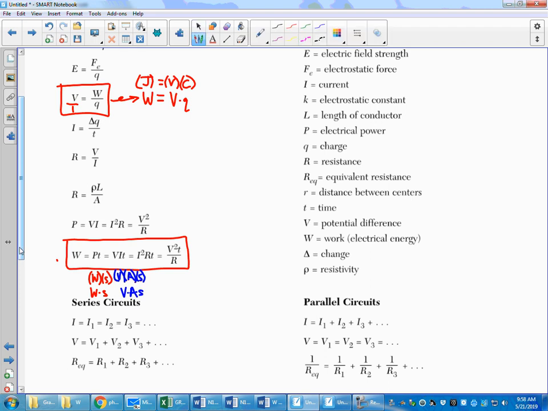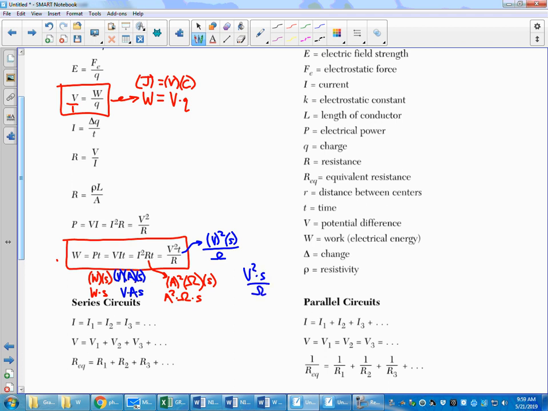Of course, we can come back over here using I squared RT. I is current, which would be ampere squared. R is resistance, which is the ohm that's written on the first page of your homework. And time is seconds. So another option is the ampere squared ohm second. And of course, the final option here, V squared T over R. V is potential difference, which comes in volts. So volts squared. Time is seconds. R is resistance, which comes in ohms. So the volt squared second over ohm.